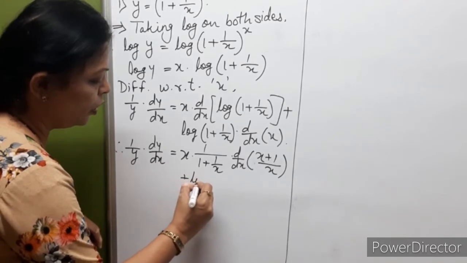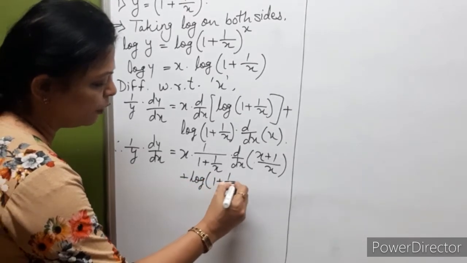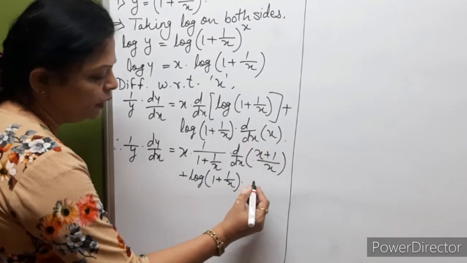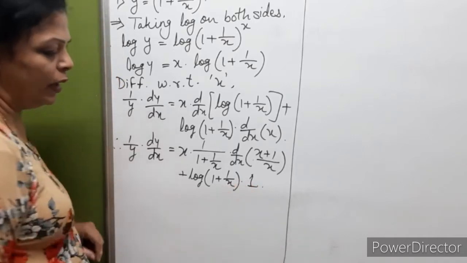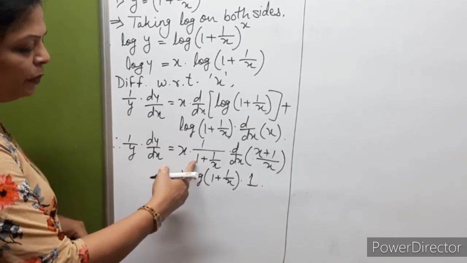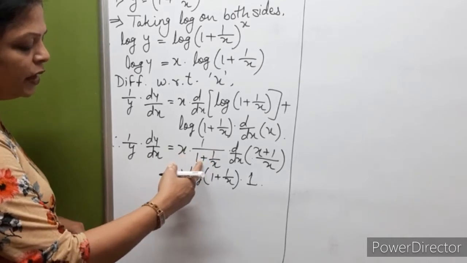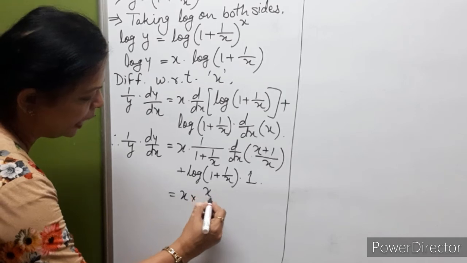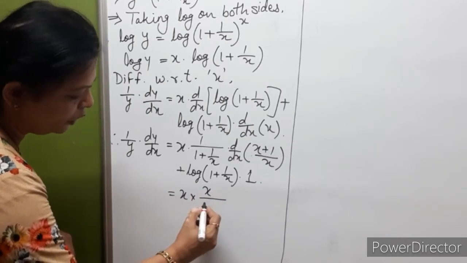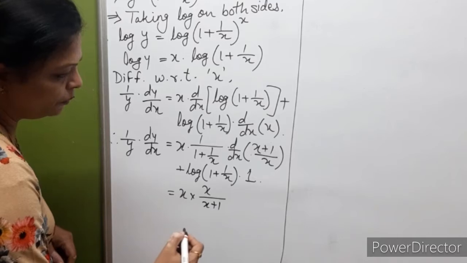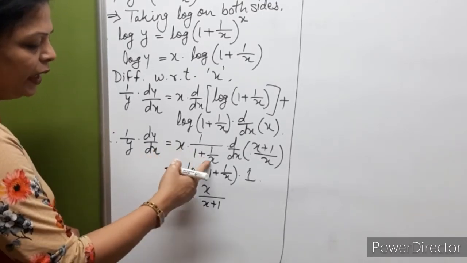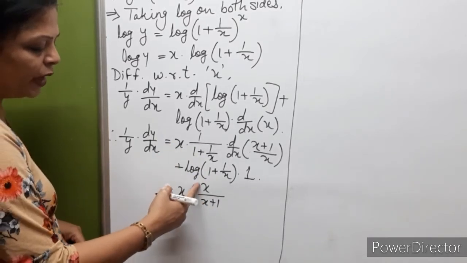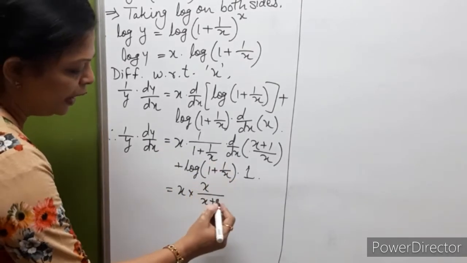Plus log of (1 plus 1 upon x) into the derivative of x, which is 1. So we get into 1. Now over here also when you simplify you will get (x plus 1) upon x. So when it goes to the numerator it will become x upon (x plus 1). Correct? This one I have just simplified, (x plus 1) upon x, so the reciprocal of it. So you get x upon (x plus 1) into.